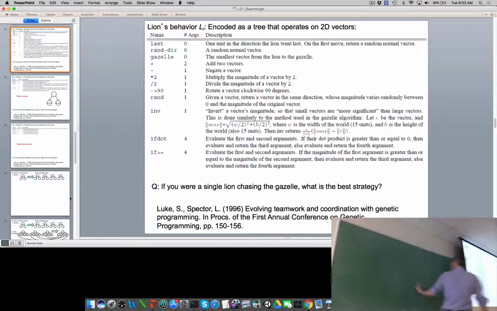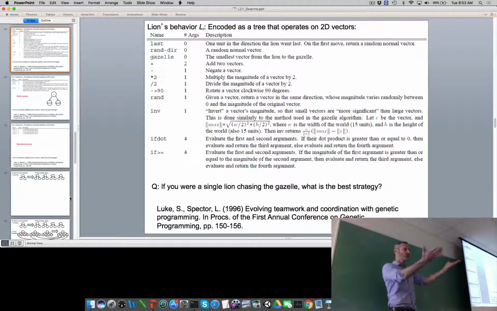So you can think of these trees, if you like, as computing vectors down in the leaf nodes, and then their vectors are flowing up towards the root of the tree, and those vectors are being transformed as we go. So no matter what tree we construct, at every time step there is always one vector that's returned by the tree, which is the direction the lion moves in the next time step. Okay.